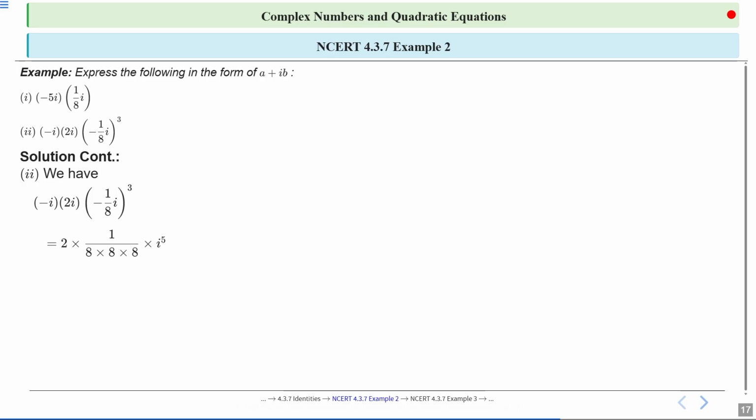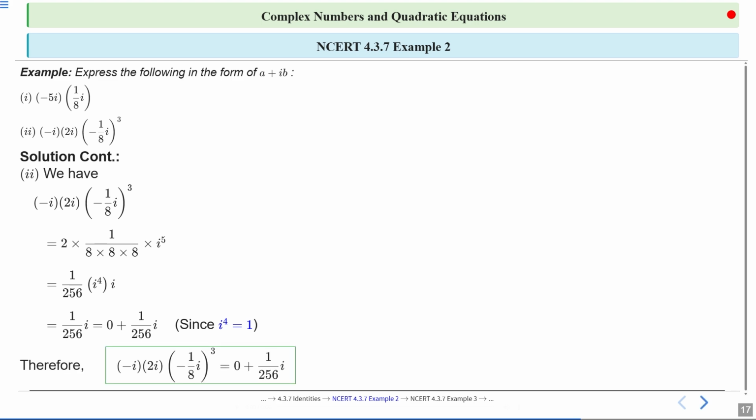You'll get 2 times 1 divided by 8 times 8 times 8 times iota to the power 5. This is equal to 1 divided by 256 times iota to the power 4 times iota. Since iota to the power 4 is 1, we get 1 divided by 256 times iota, which equals 0 plus 1 divided by 256 times iota. Therefore, minus iota times 2 iota times 1 minus 1 divided by 8 times iota whole cube equals 0 plus 1 divided by 256 times iota.